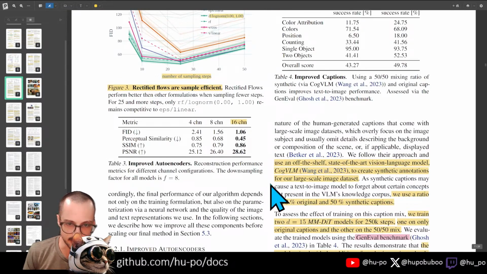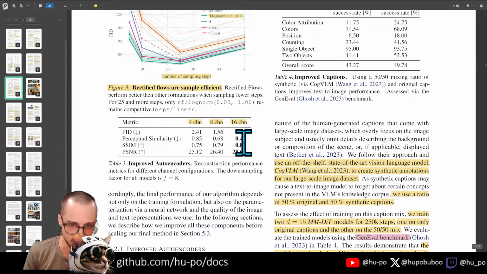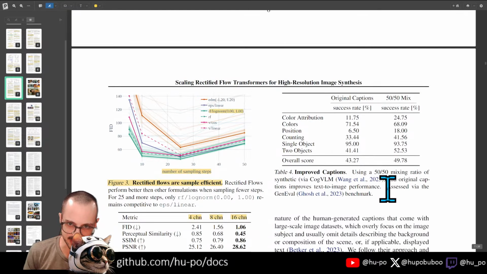What else? Okay, here it is. So 4 channels versus 8 channels versus 16 channels. So this is the dimensionality of that. So this number here, this 128. Obviously 16 is better than 8, better than 4, in every single metric. Scaling works, guys.